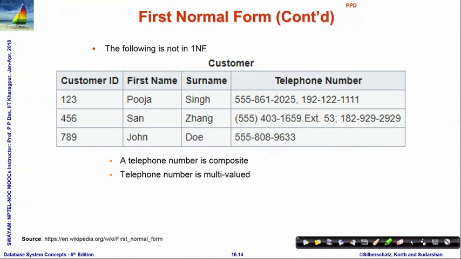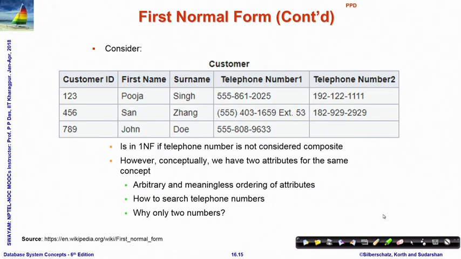This is an example where the telephone number field exists and there can be multiple telephone numbers. So, this is not in first normal form, because the telephone number itself is composite, because it has different components, and also you can have multiple telephone numbers. So, this relation is not in the first normal form.